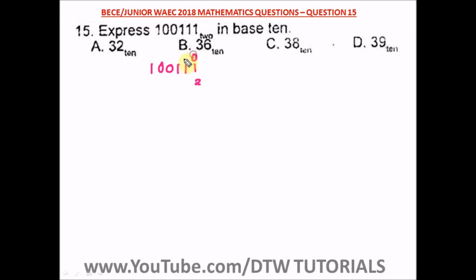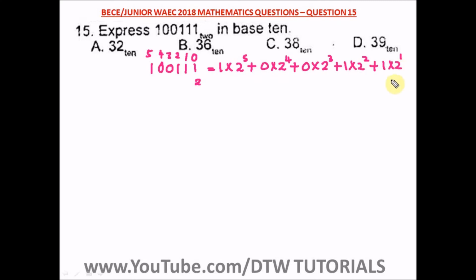Okay, so we start from, we have a 0 here. You are going to start from your right to your left, increasing in ascending order. So we have 0, 1, 2, 3, 4, and 5. So in converting to base 10, we are going to have 1 times 2 raised to the power 5, plus 0 times 2 raised to the power 4, plus 0 times 2 raised to the power 3, plus 1 times 2 raised to the power 2, plus 1 times 2 raised to the power 1.